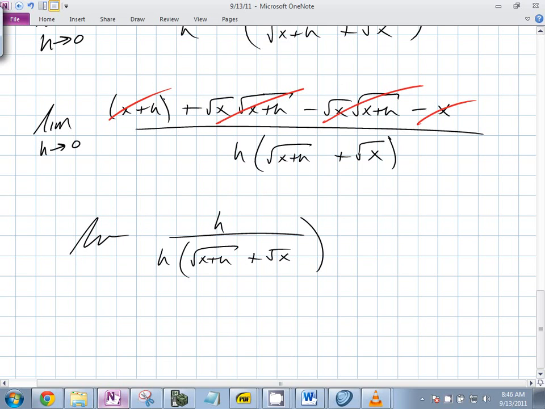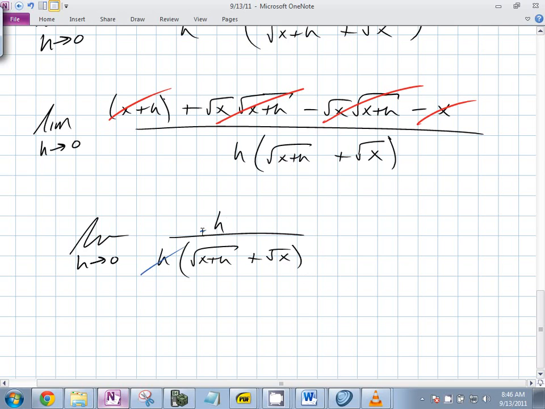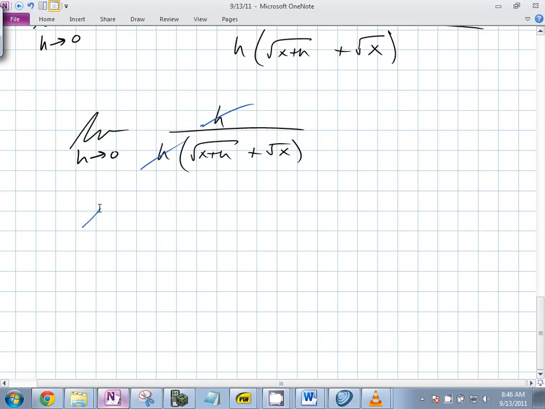They are messed up. I'm so sorry. So what cancels? That is exactly what we wanted to happen. So we end up with the limit as h goes to 0 of 1 over the square root of x plus h plus the square root of x.